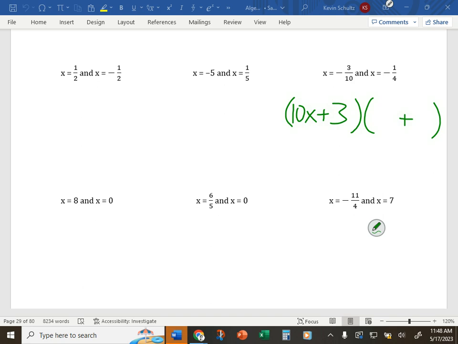If you think about it that way, it checks out. The opposite of our constant, the opposite of positive 3 is a negative 3, divided by coefficient 10. What would be in our second set? 4x plus 1.